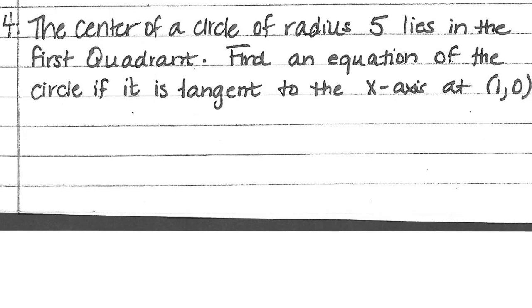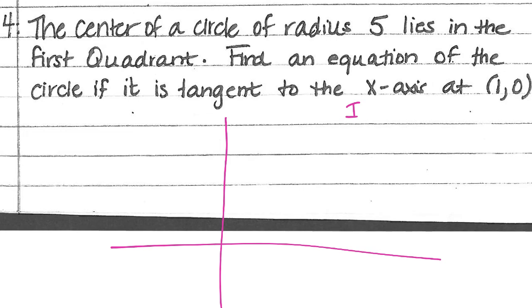All right, let's look at this next question. It says, the center of a circle of radius 5 lies in the first quadrant. Well, I know that is going to be here in the first quadrant. Find an equation of the circle if it is tangent to the x-axis at (1, 0). So at (1, 0), it's going to be tangent. We know that it has a radius of 5, but we have to know how to do this. We know it's in the first quadrant.